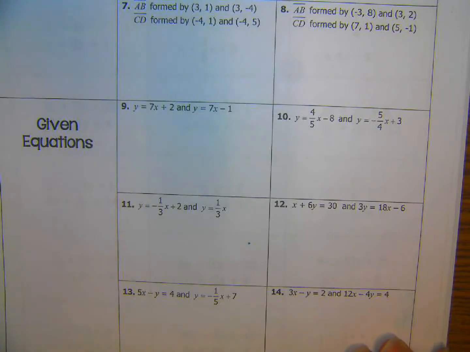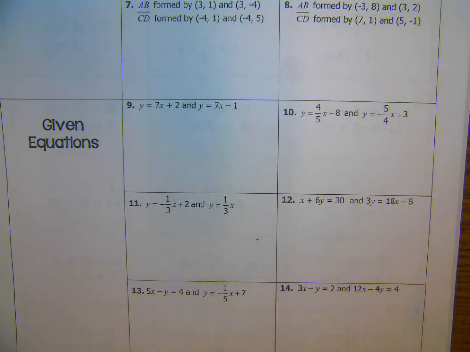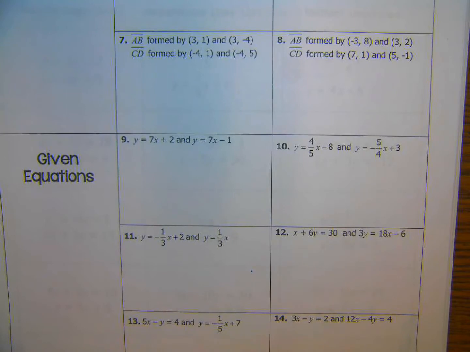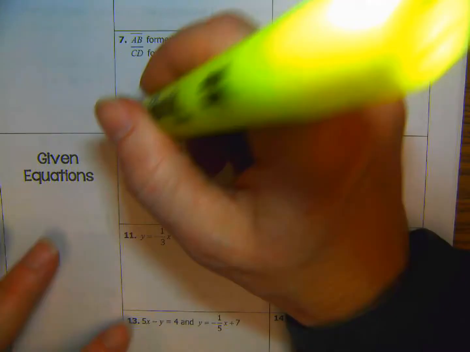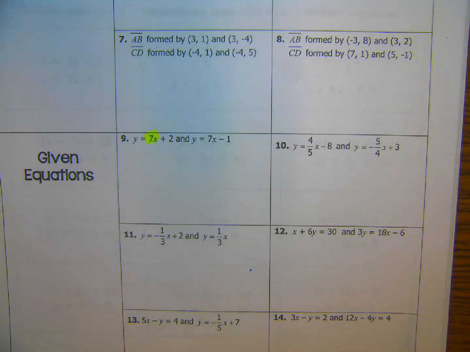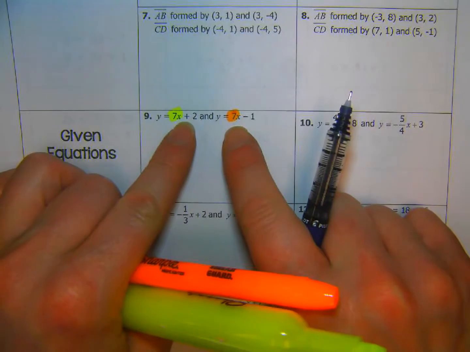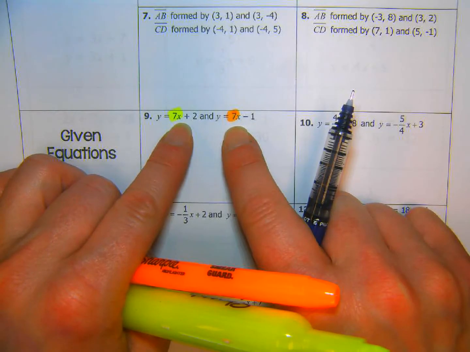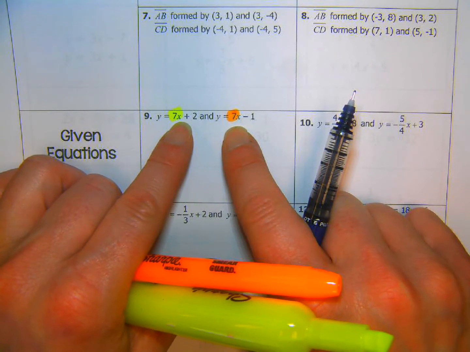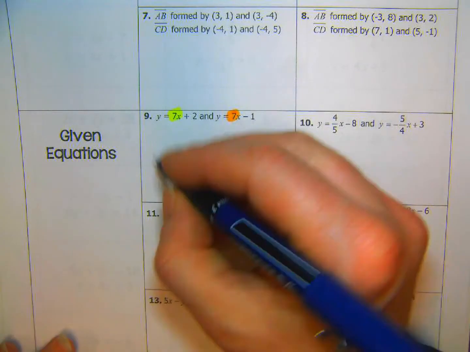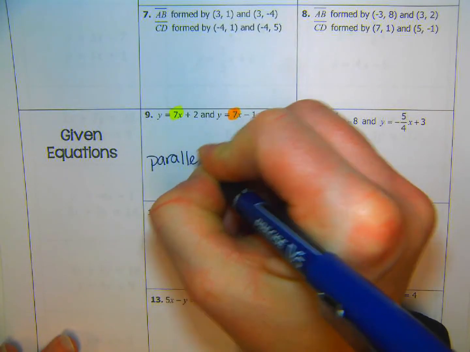You know how I like highlighters. So if you're given something and it's in slope-intercept form already, it is super duper easy to find if they're parallel, perpendicular, or neither. You just check the slope. 7, let's do a different color. 7 and 7. What do you think? Parallel, perpendicular, or neither? They have the same slope, Gavin. Yeah. Oh, parallel. Parallel. Same slope.